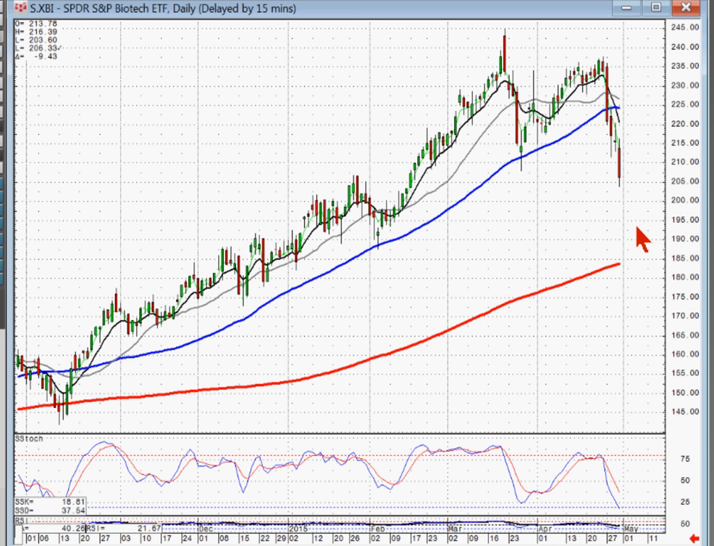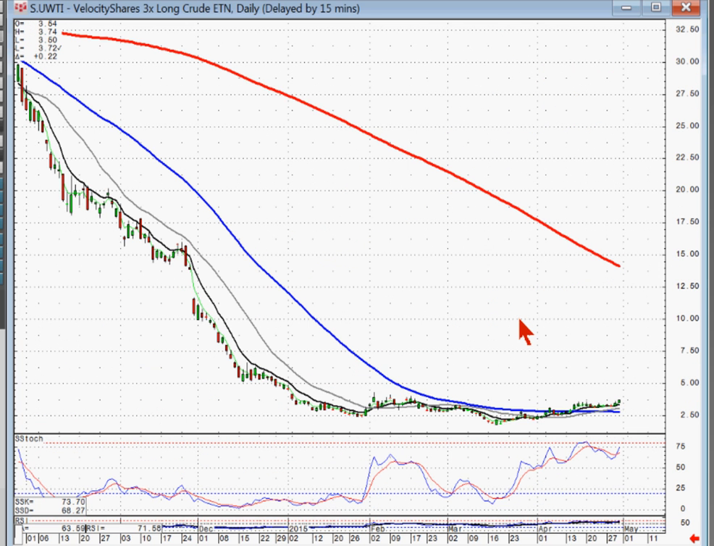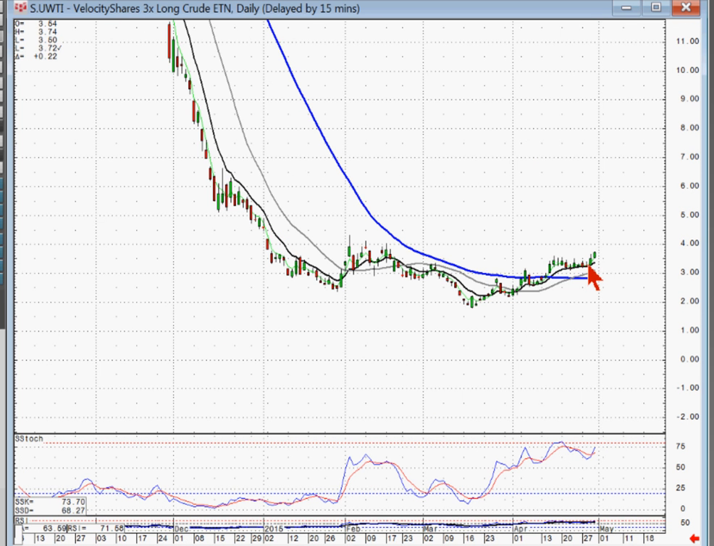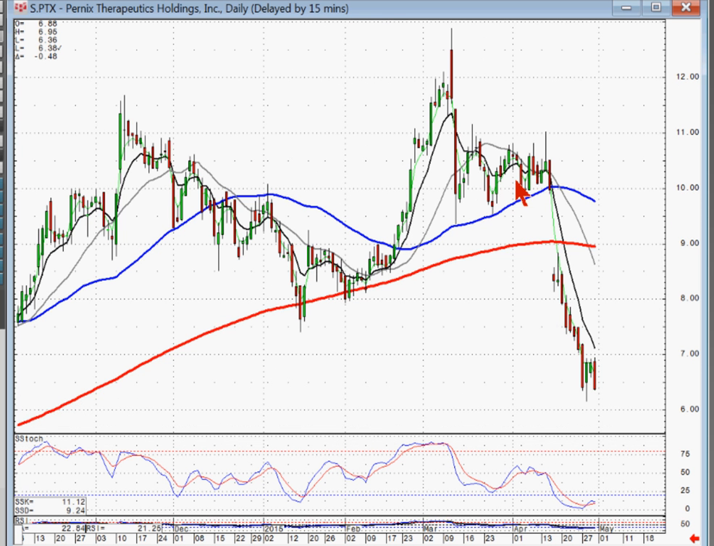XBI, the biotechs are still getting hit. You can stay short on this one. UWTI, which is the crude oil 3X fund, nice big fry pan bottom, but you can be owning this one. There's that little slow curve. You can be buying this one on positive trading. That's a good way to play the oil move if you don't like to trade the commodity itself.